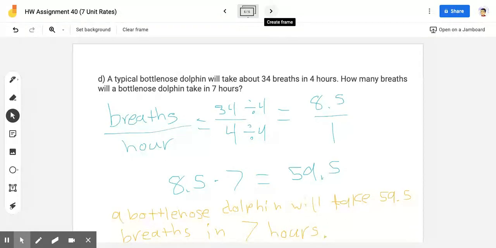Use my models. Take a look at the practice problems. We'll get to working on this on Monday.